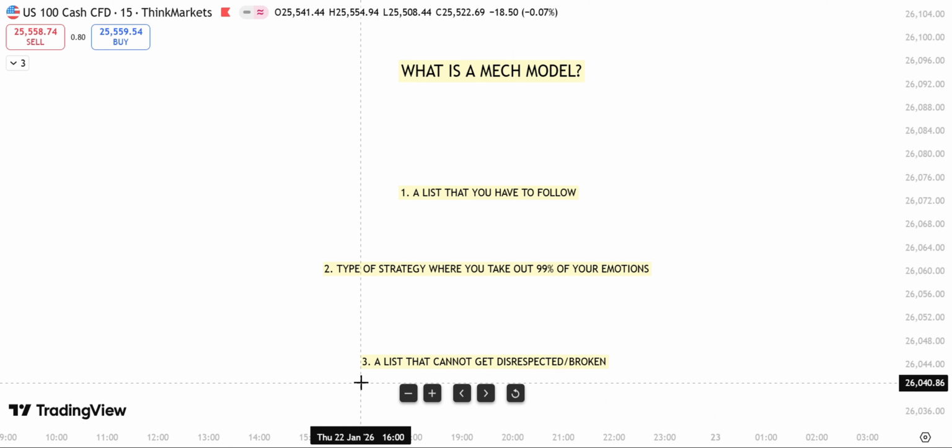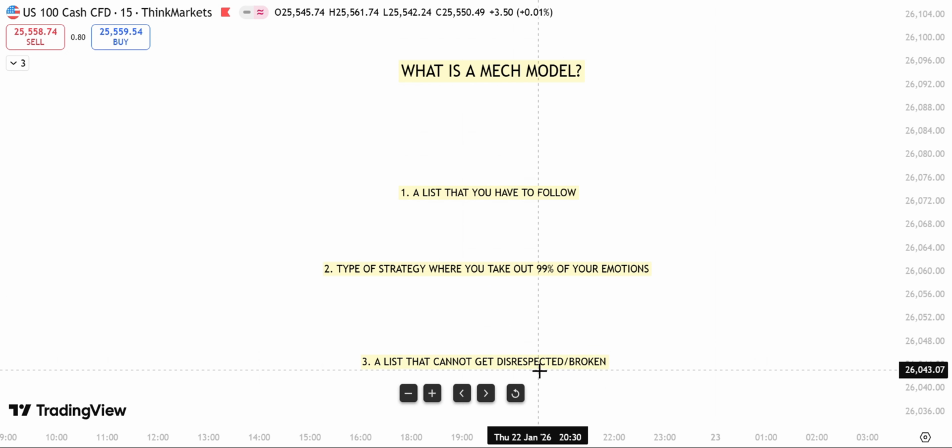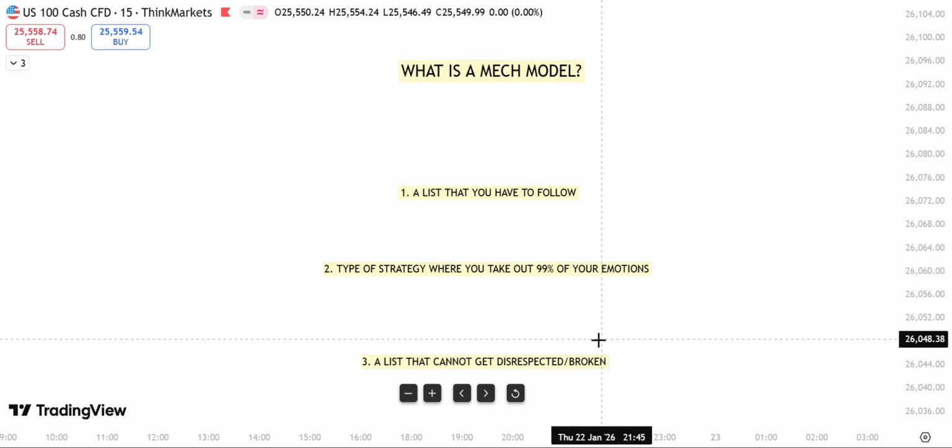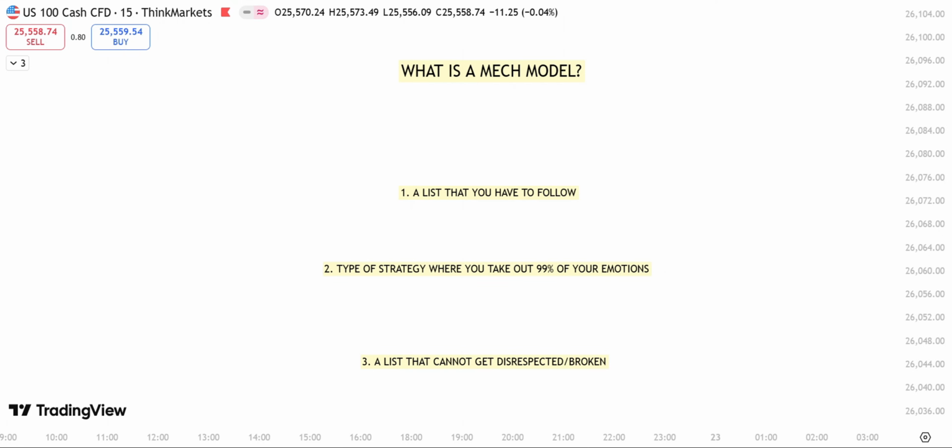The third thing is that the mechanical model is a list that cannot get disrespected or broken. You cannot disrespect or break this mechanical model because the mechanical model is basically your strategy. It's your strategy defined into lists, and that list has topics, and you have to follow those topics independently of what is happening, of whatever is going through your life. You need to follow that with extreme precision and little to no flaws regarding emotions. Now, you've got to make sure about the news, because news may affect the mechanical model, but that's another topic.